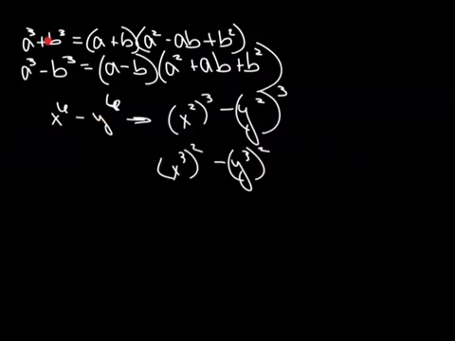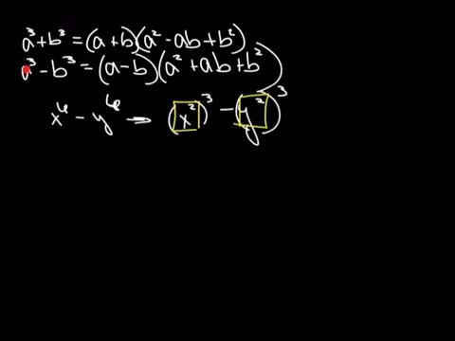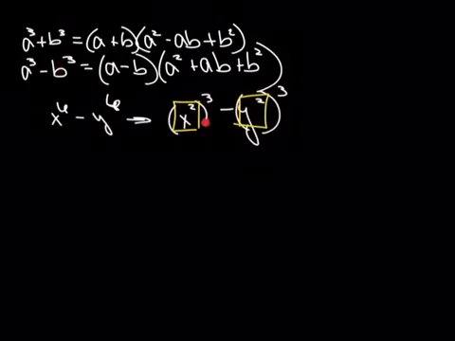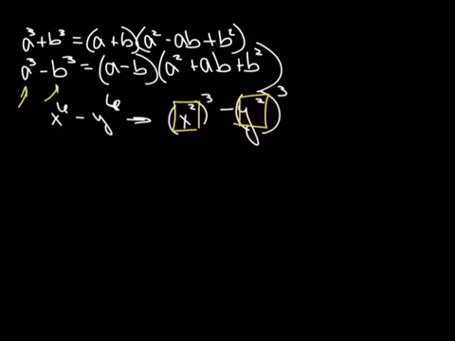But since we're dealing with cubes here, a cubed minus b cubed, I need an a and I need a b. So if you'll notice, this is my a and this is my b, because my a and my b are both cubed. What's cubed? x squared. What's cubed? y squared for my b. So let's go ahead and use that x squared and y squared as my a and my b. So now I've got an a minus b, so an x squared minus y squared.